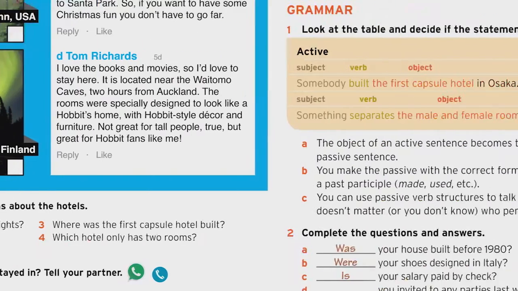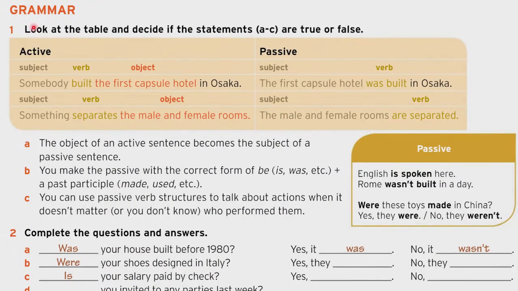Alright, let's move on to the next page, and here we have a grammar topic that is called passive. Before explaining the passive, let's do exercise number 1 so that we can have a little idea of what this is. Alright, so in exercise 1 we have, look at the table and decide if the statements A to C are true or false. So let's take a look at this table.